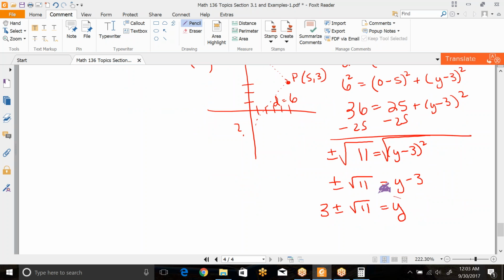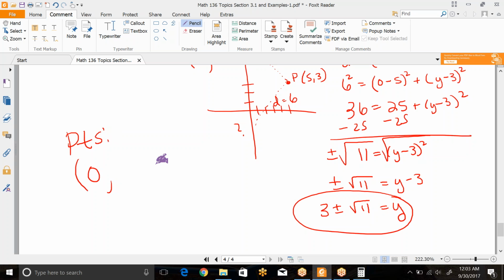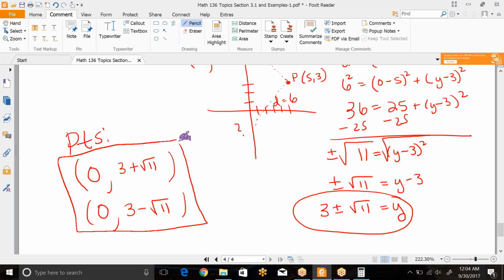And so we get two different values for y. Now we want to write those as points. So remember they are 0, comma, number, because they are both y-intercepts. So this is (0, 3 plus the square root of 11) and (0, 3 minus the square root of 11). We do not want to change those to decimals unless they ask us to. And that is the end of this video.